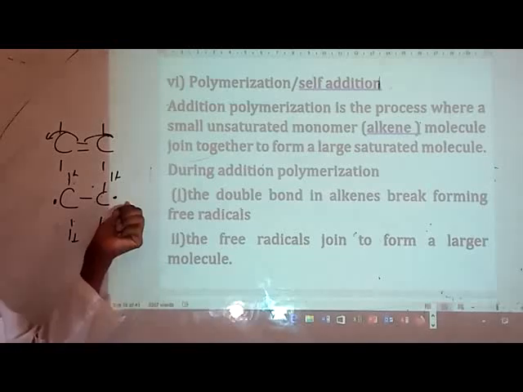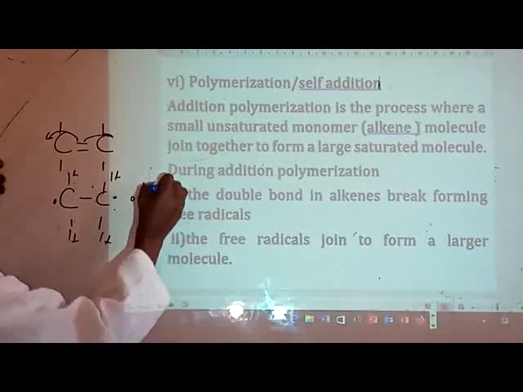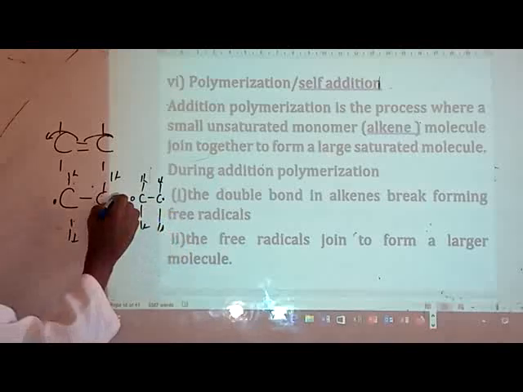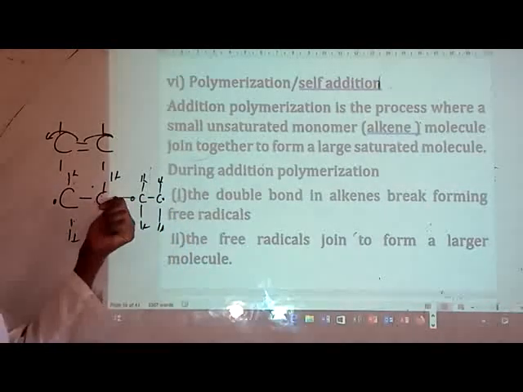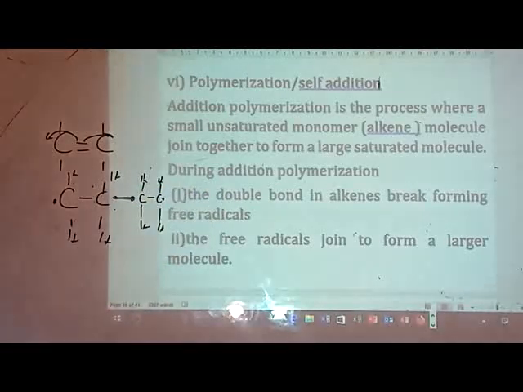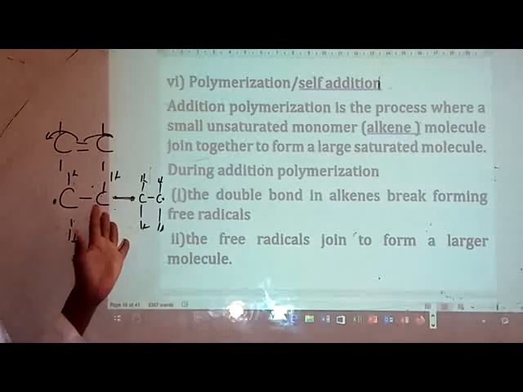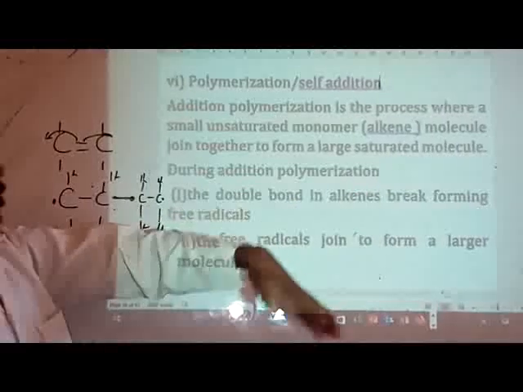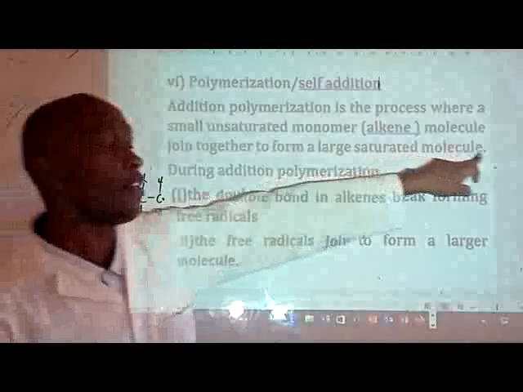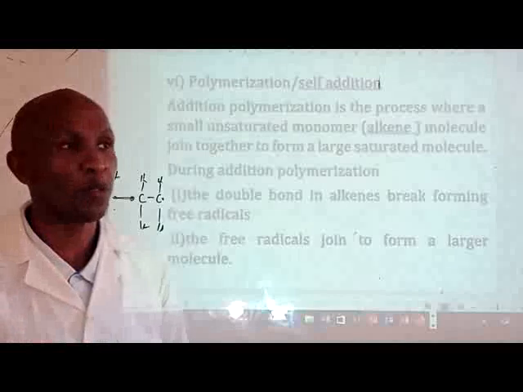And now that you have made such a mixture, let me just draw to illustrate what will actually happen. So the two will join via that electron that came from that. So they'll join, and the process can continue this side and continue the other side. That is what we call addition polymerization, because at the end of the day, you are going to get a large molecule, a very long molecule consisting of small repeated units. That is what we call a polymer.